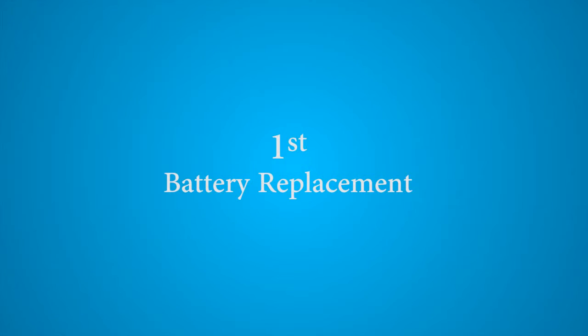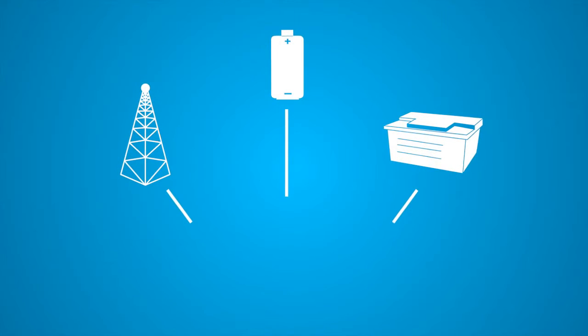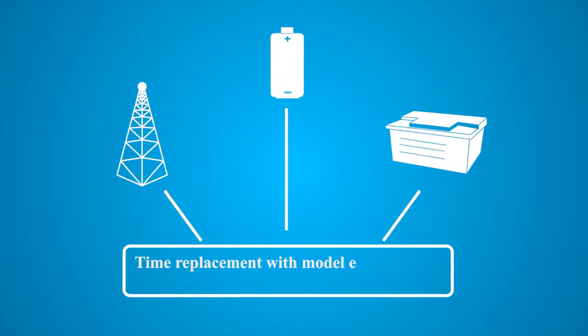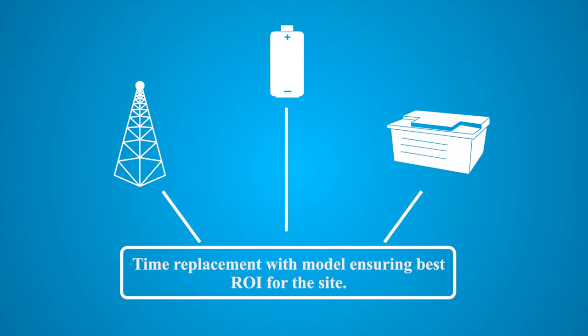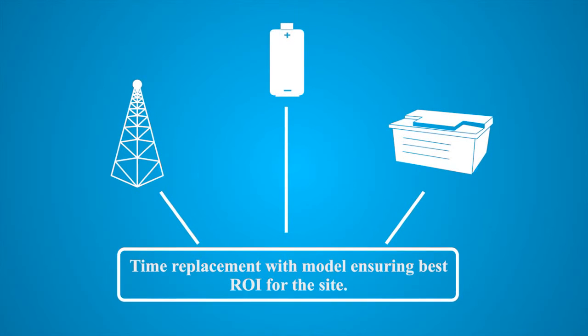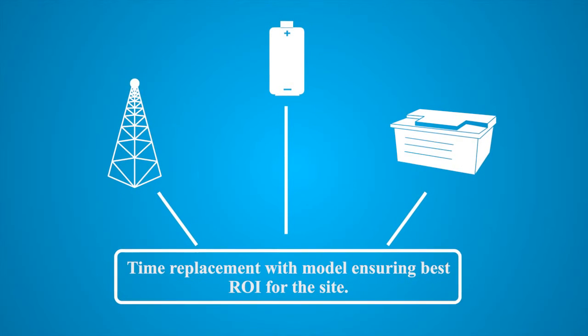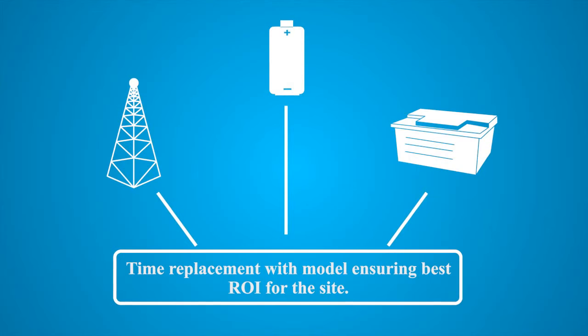First case, battery replacement. The tool would monitor the health of the battery through battery health reports, analyze the site's operational, infrastructure and weather data, perform an ROI analysis on multiple battery technologies, capacities, and vendor options, and then recommend the most optimal replacement time and model for best return on investment at each site.